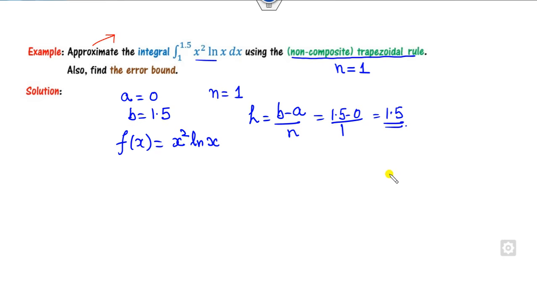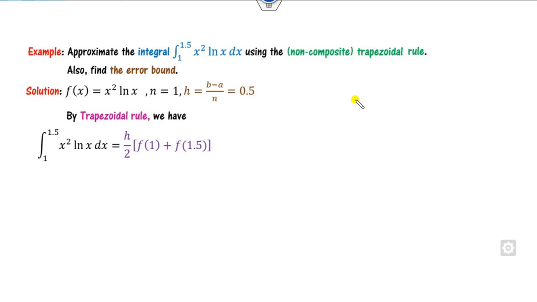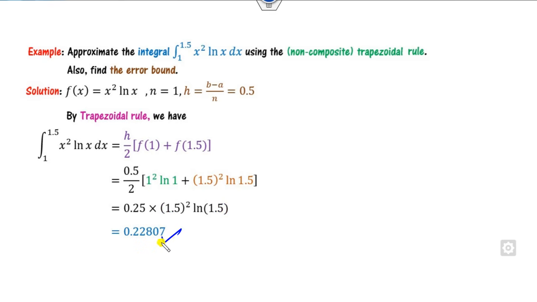So 1.5. Now you can make the table, or because this is non-composite, n is 1, so you can start with the lower element and the upper element. What is the h? h is 0.5. What is f of 1? Since ln of 1 is 0, this value we all know is 0. We can compute this value from the calculator, and you will get the required answer.